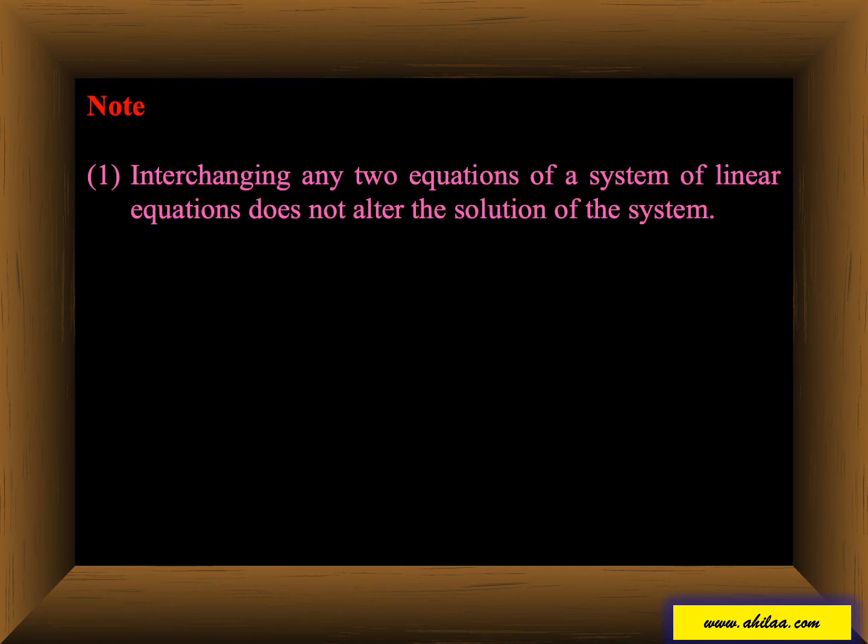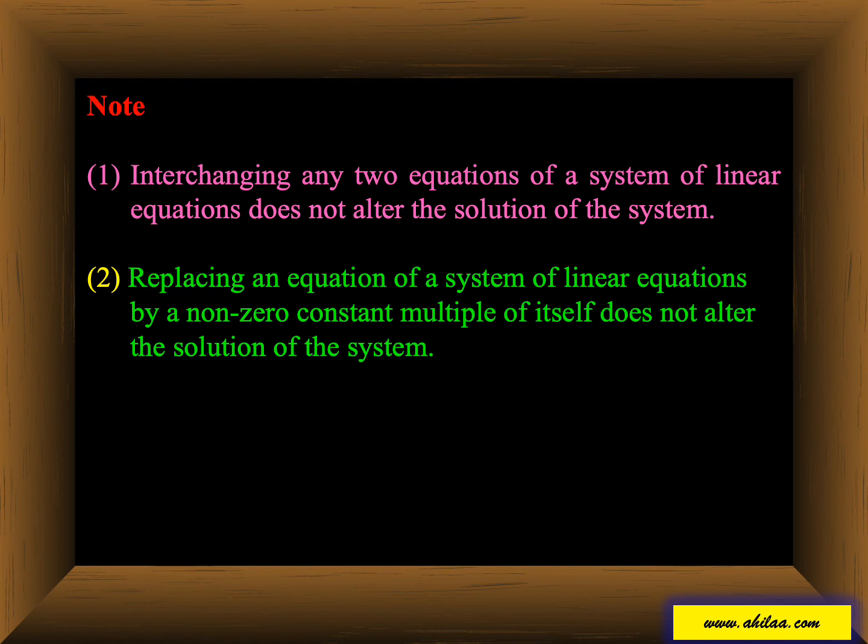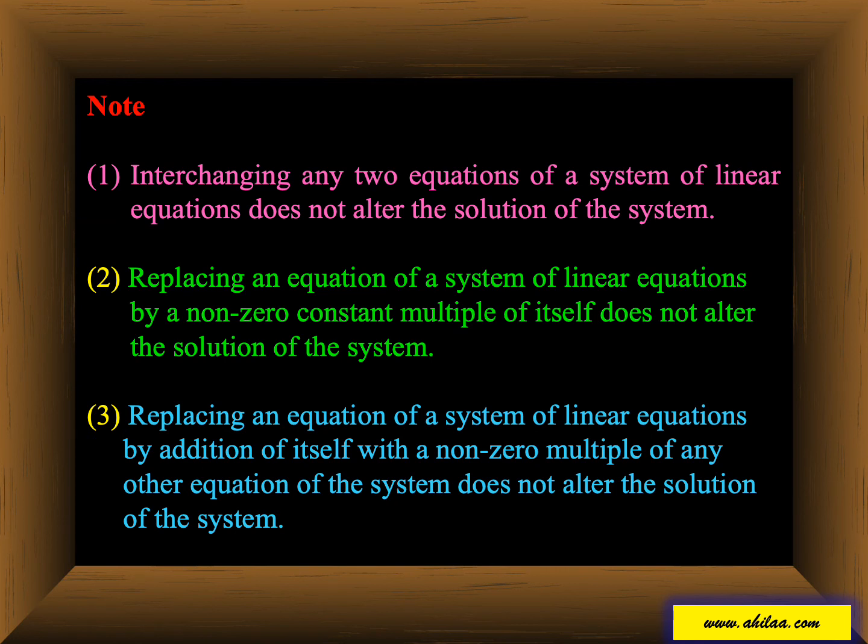Note. First point, interchanging any two equations of a system of linear equations does not alter the solution of the system. Second point, replacing an equation of a system of linear equations by a non-zero constant multiple of itself does not alter the solution of the system. Third, replacing an equation of a system of linear equations by the addition of itself with a non-zero multiple of any other equation of the system does not alter the solution of the system. Remember.